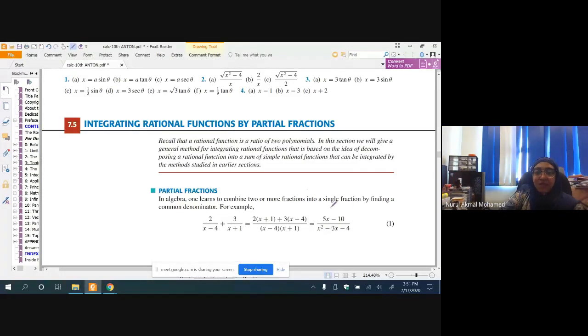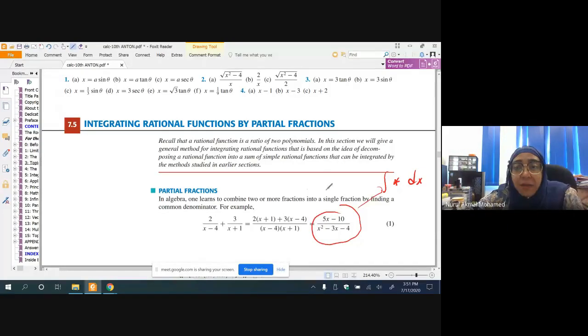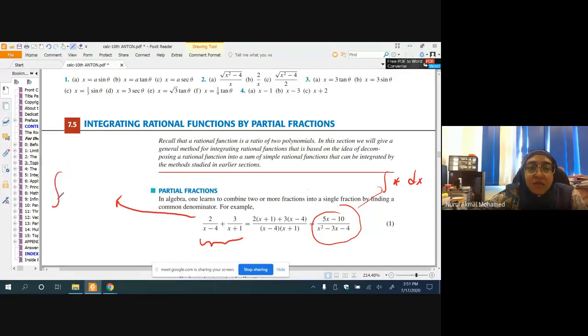Okay, so if the question asks you to integrate these partial fractions, it is not easy. But this one here, the partial fraction, is just the same as the fraction on the left-hand side, which is 2 divided by x minus 4 plus 3 divided by x plus 1. If you know these expressions, it will be much easier for you to integrate.